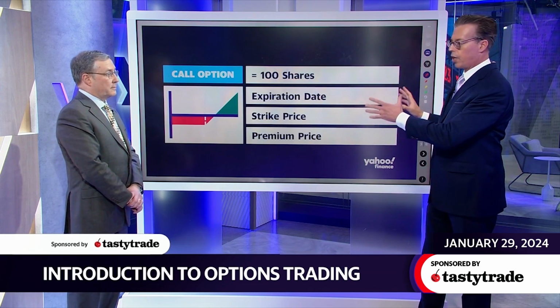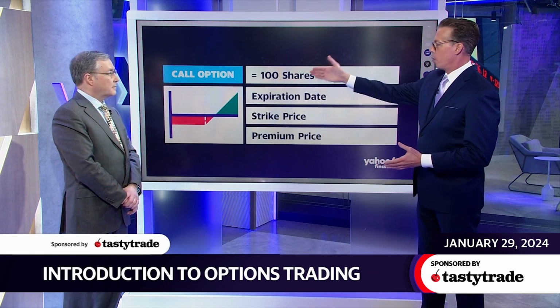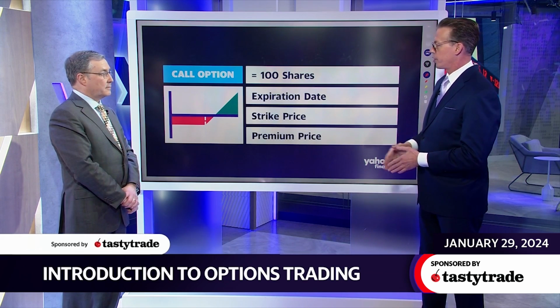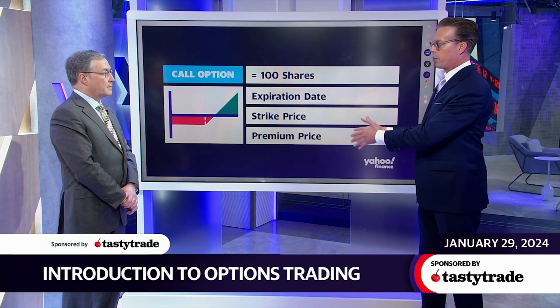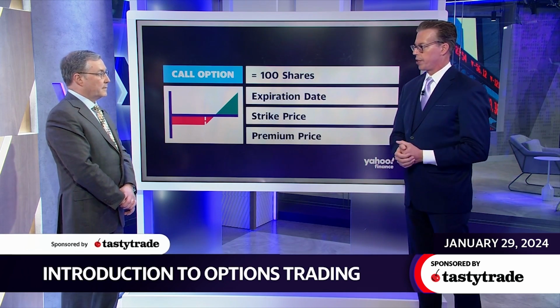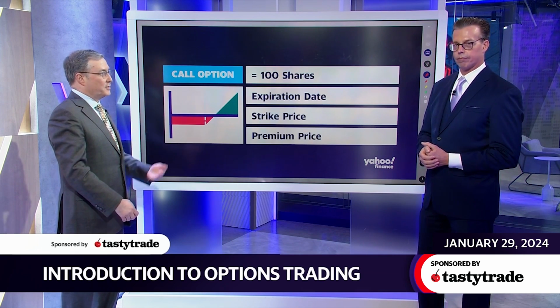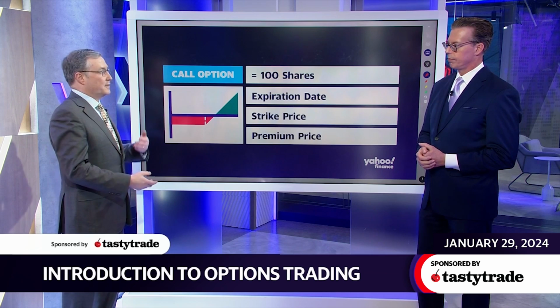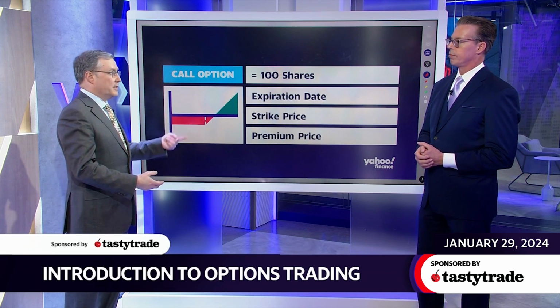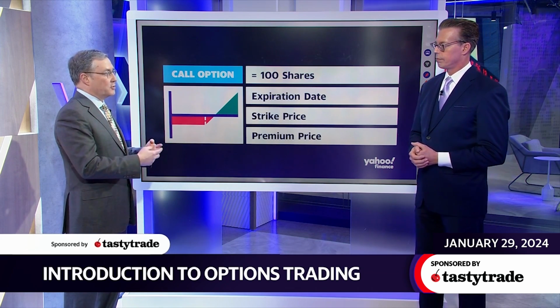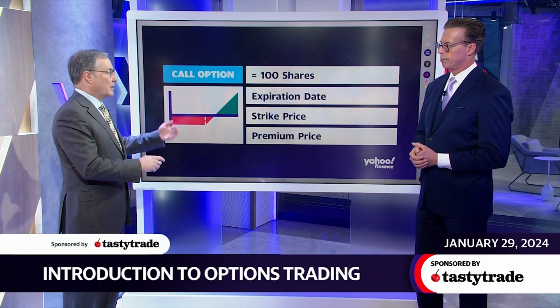So the structure of a call option here, first of all, one option equals 100 shares, and then we have a couple different things. Maybe you can go through and outline the importance of each one of these things. Yeah, so when you see the price of an option, you have to multiply that by 100. So if you see it trading at $1.50, your outlay is actually going to be $150 because it conveys the right to buy 100 shares. One contract buys 100 shares.